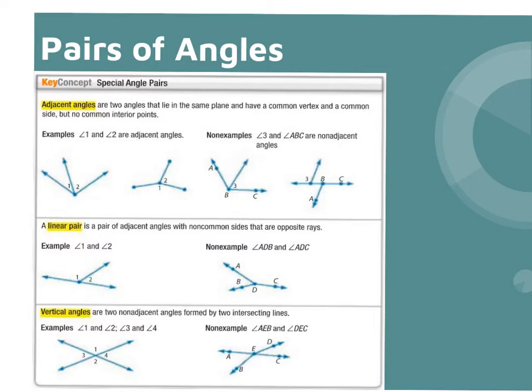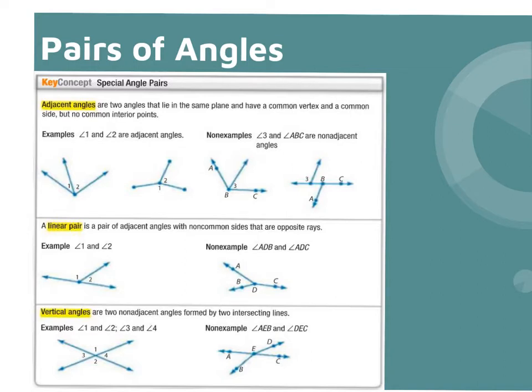Our next type of special angle pair is a linear pair. Now, a linear pair is a pair of adjacent angles with non-common sides that are opposite rays. Remember, we talked about opposite rays last class, or 2 classes ago, sorry. So for example here, angle 1 and angle 2 are a linear pair.